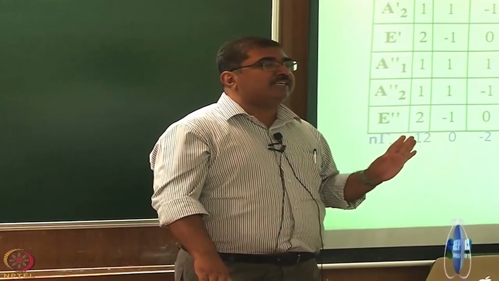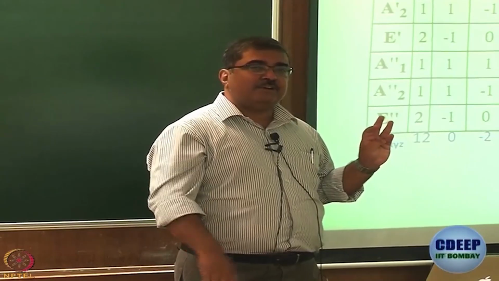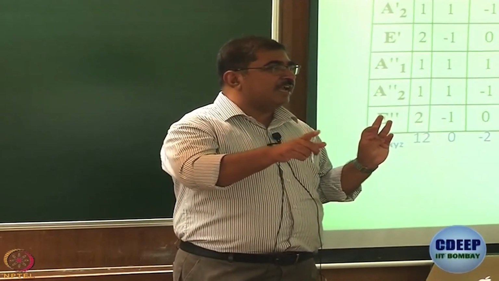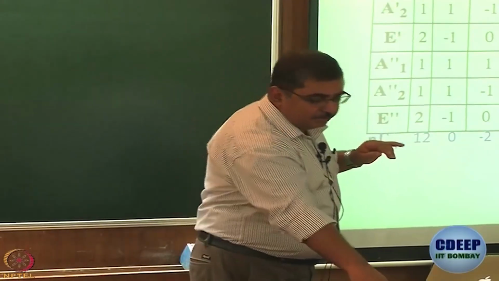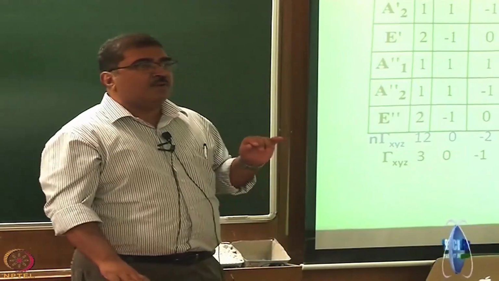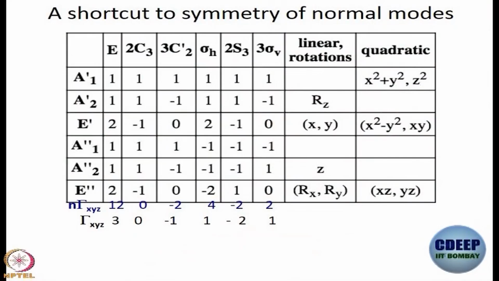What are the 6 coordinates that I have to deduct from here? X, Y, Z for translational motion, movement of the center of mass, and Rx, Ry, Rz, right? So this is your gamma xyz, you have worked out already. What is gamma rot? Gamma rot means the reducible representation using Rx, Ry, Rz as the basis. Can you work that out for me?